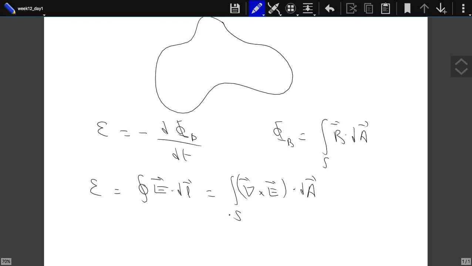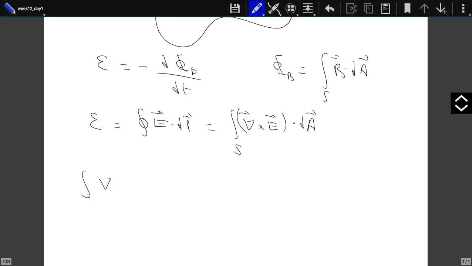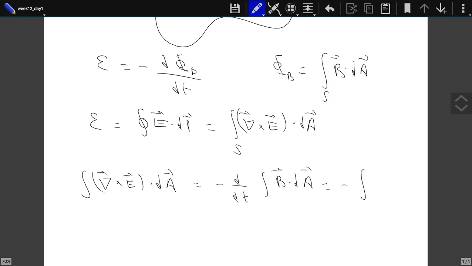In electrostatics, the curl of the electric field was 0, but now we see that if there's a change in the magnetic field, then the curl is not 0. The integral of curl of E dot dA over a given area. In fact, this is an arbitrary area, not necessarily one bounded by a wire. You don't need to have a wire. This is equal to minus d by dt of the integral of B dot dA.